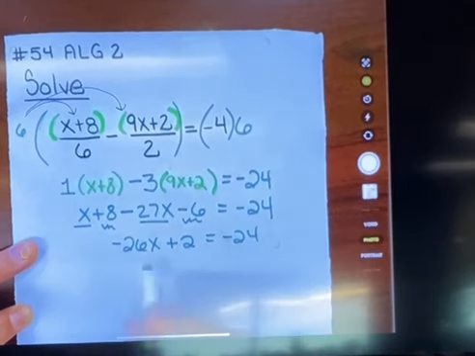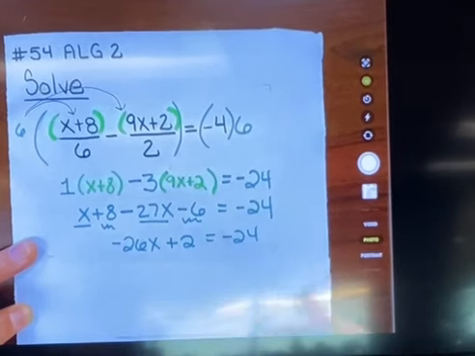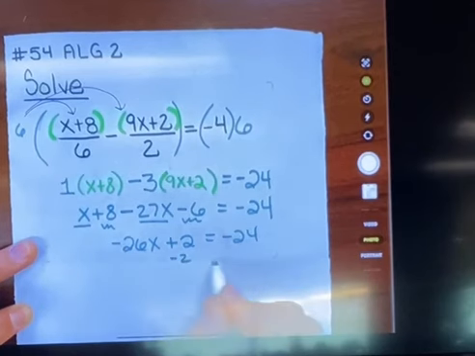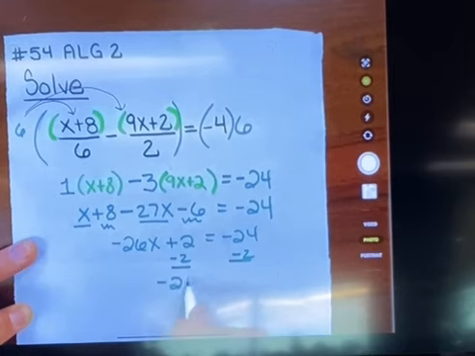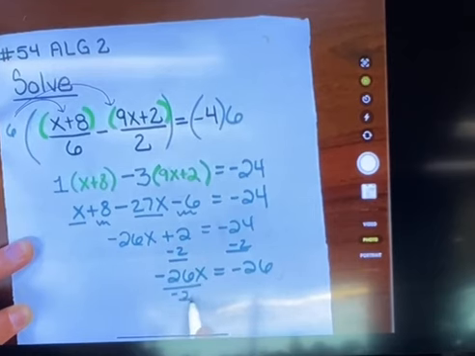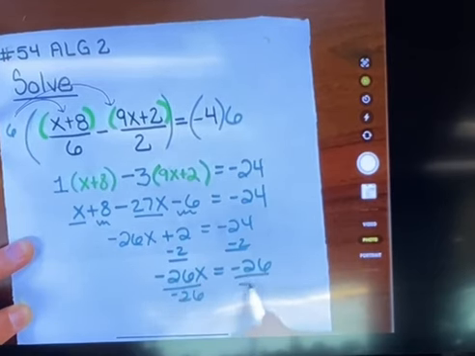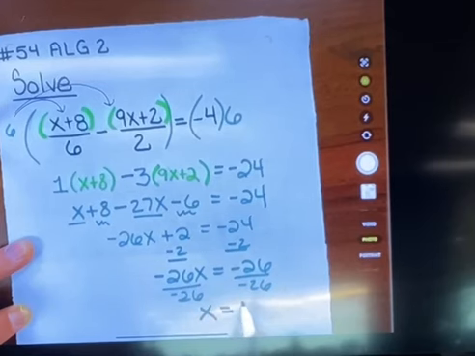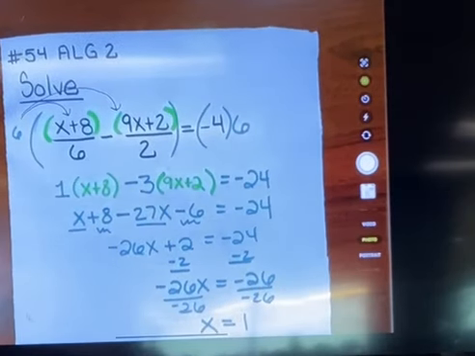Now that I've finished simplifying that left-hand side, I'm ready to move the letters to one side, numbers to the other. So let's move that 2 over. So negative 26x is equal to negative 26. Lastly, divide both sides by negative 26, and I end up with x equal to positive 1.